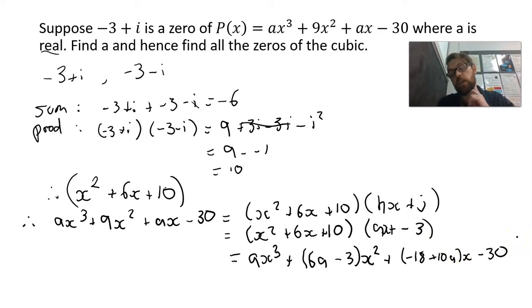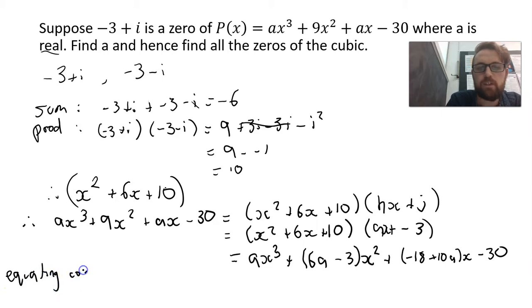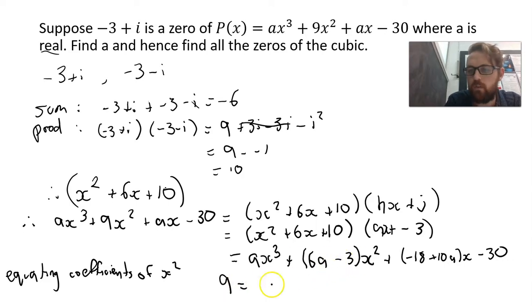Now if we have a look at both sides, because these things are equal to each other, we can do a bit of a calculation and try and work out what this a equals. So equating coefficients of x squared. On the left-hand side, we've got 9, and that's going to equal, on this side, 6a minus 3. We do a bit of shuffling, and we get 12 equals 6a, therefore a equals 2. You could also try that with the x, and it would come out to be the same thing.